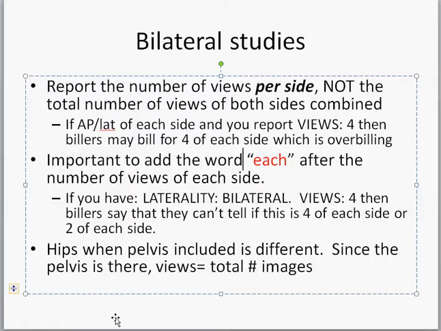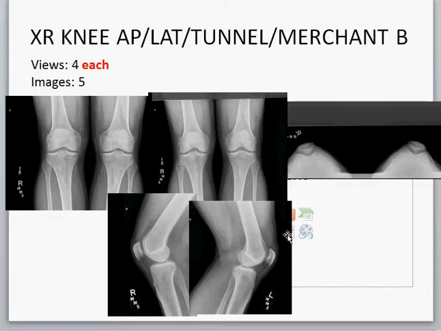And then hip and pelvis is a little bit more confusing, but I'll show you that as well. So, this is a typical 4-view knee study that we have, 4 views of each side. All right, and so it's important to use each, because if they say 4, and it's bilateral, they might just bill 2 views of each side, which is underbilling. Notice that the 2 frontal projections, the AP and the flex PA views that we have of the knees, are each included in a single image file. So the number of images on this study is 1, 2, 3, 4, 5. And also the same thing with the merchant views. 1, 2, 3, 4, 5. But the number of views is 4 of each side. This is 1, 2, 3, 4 of this side, 1, 2, 3, 4 of the other side.